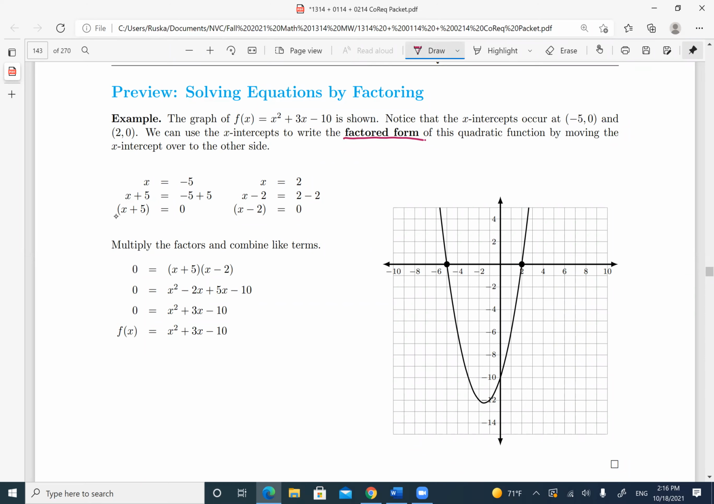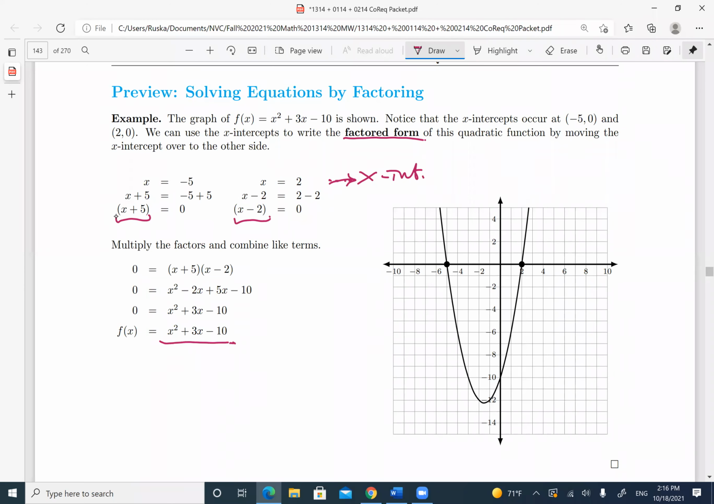So this is how you get it. They show how they get it: x equals -5 and x equals 2. Those two are my x-intercepts, and the x-intercepts are the solutions when you make each factor equal 0. So this is my factor and this is my factor. When you multiply them and combine like terms, you get the function.